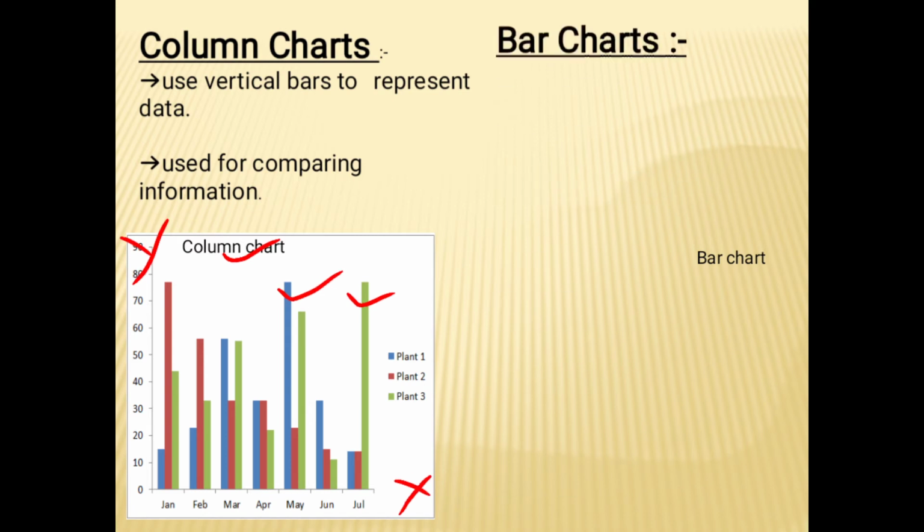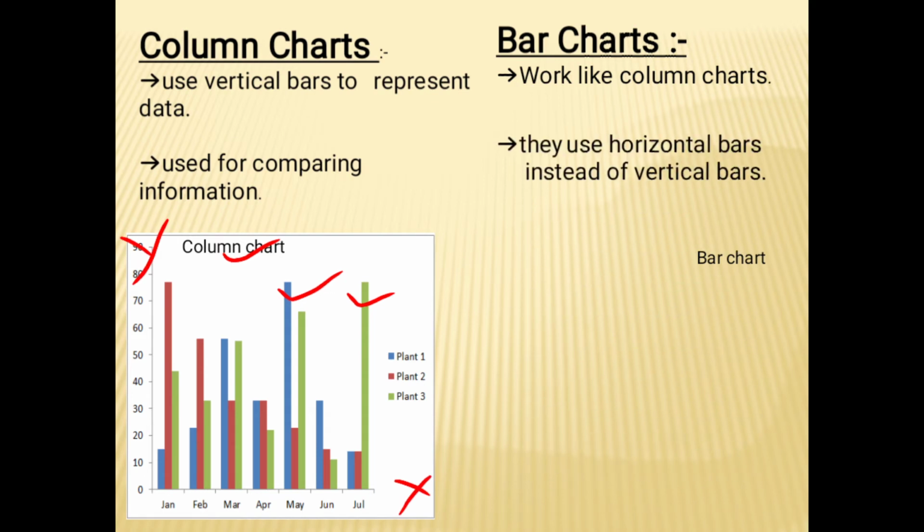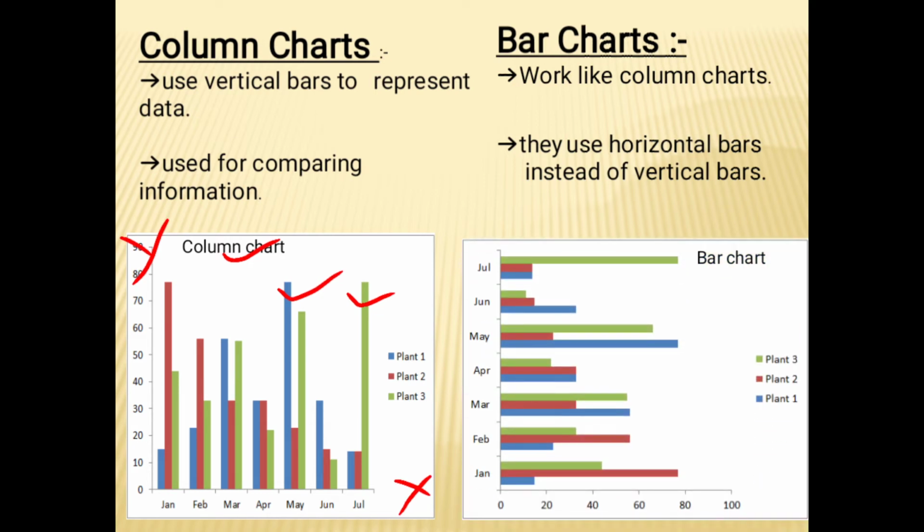In bar charts, they work like column charts. The difference is that they use horizontal bars instead of vertical bars. That means this is a bar chart. Here also you have an x-axis and a y-axis. Here we use horizontal bars to represent data. Only these things you have to remember.